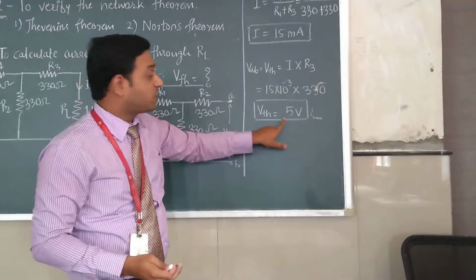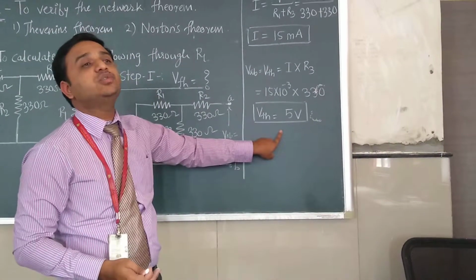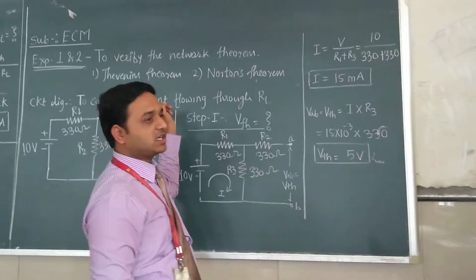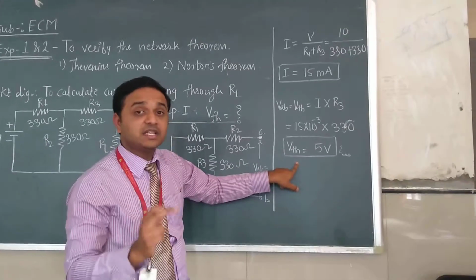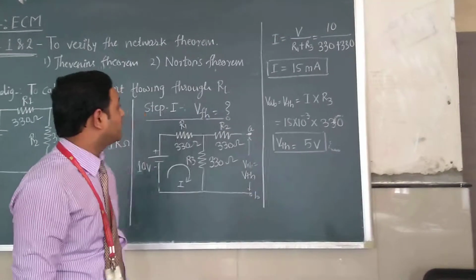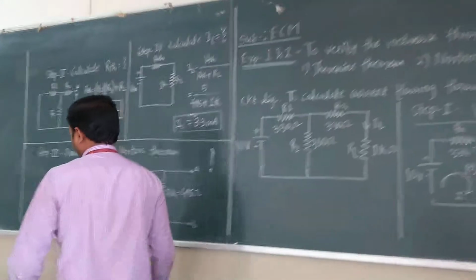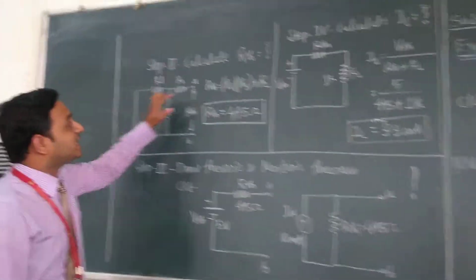So the first parameter we achieve here as per Thevenin's theorem is this VTH, Thevenin's equivalent voltage. So we will just move to the next step. Step number 2: calculate the RTH.